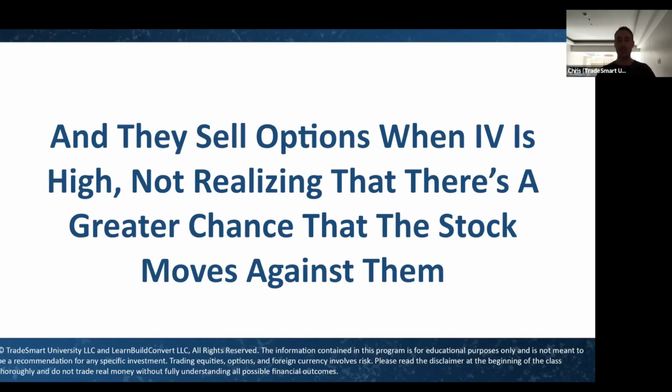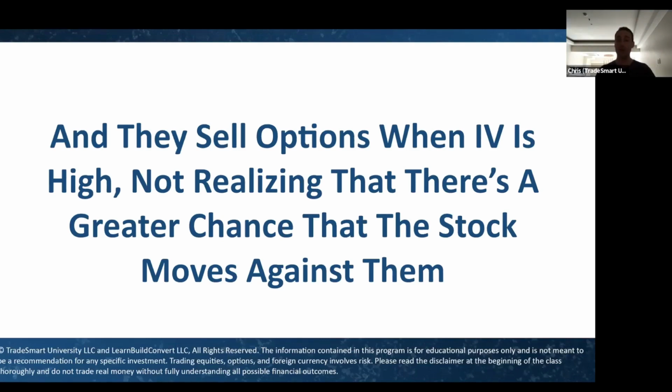The other thing retail traders tend to do the opposite of is that they sell options when implied volatility is high, just kind of willy-nilly. And they don't really realize that high implied volatility means there's a much greater chance that the stock moves against them. And when you sell options, you are generally risking more than you are standing to make. So it's usually not a good risk-reward trade-off.